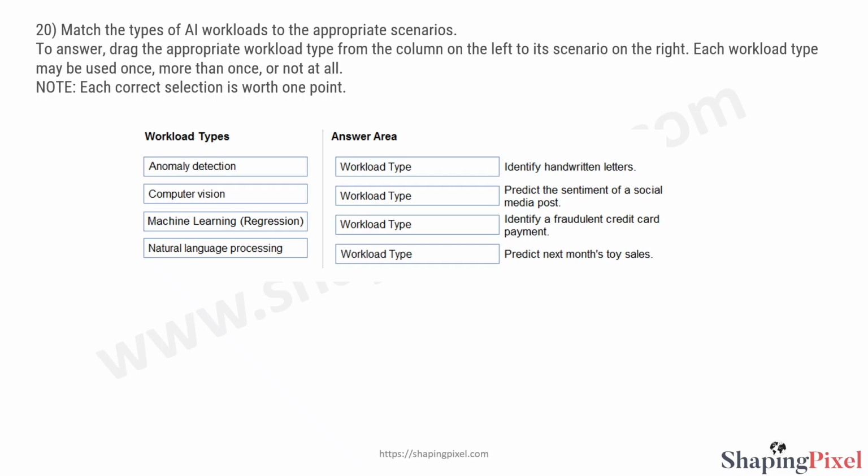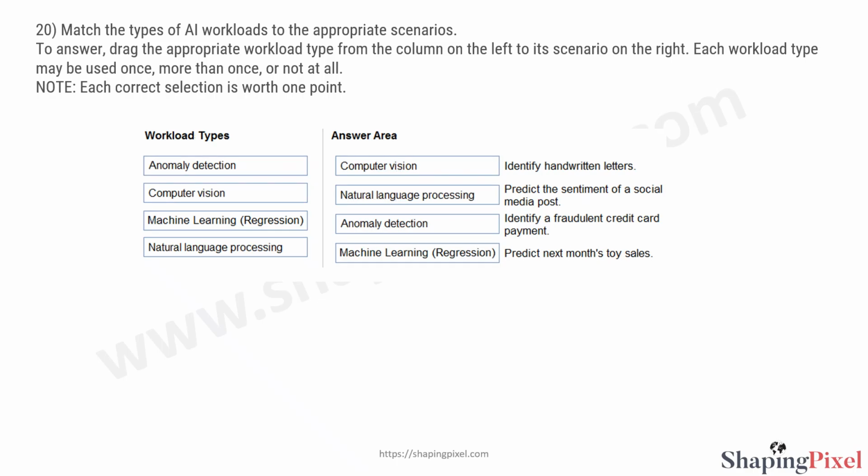So the right workload type for the statements are: computer vision, identify handwritten letters; natural language processing, predict the sentiment of a social media post; anomaly detection, identify a fraudulent credit card payment; machine learning regression, predict next month's toy sales.